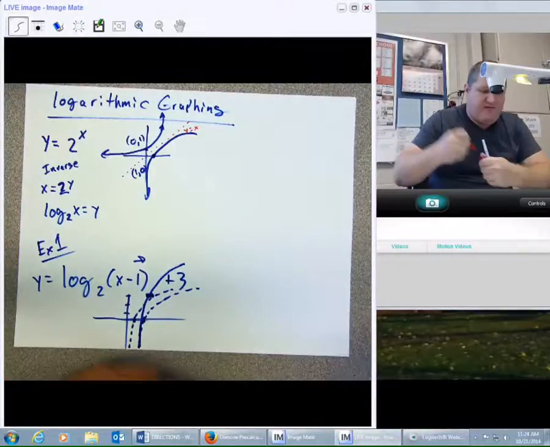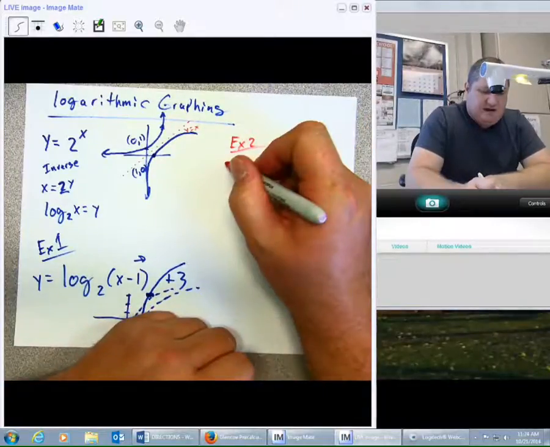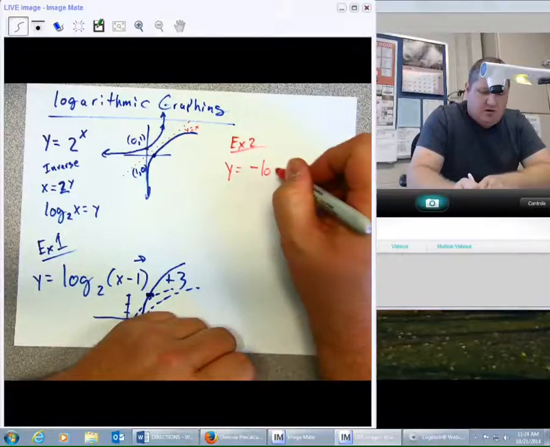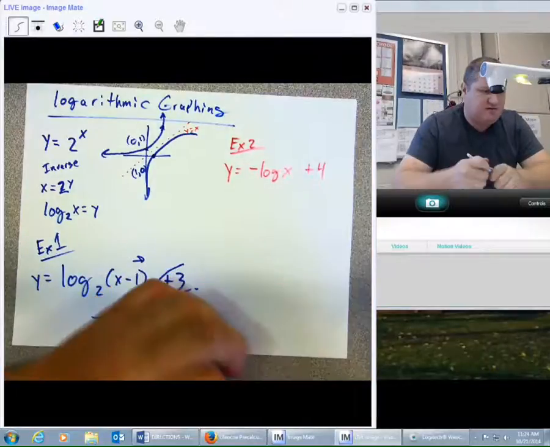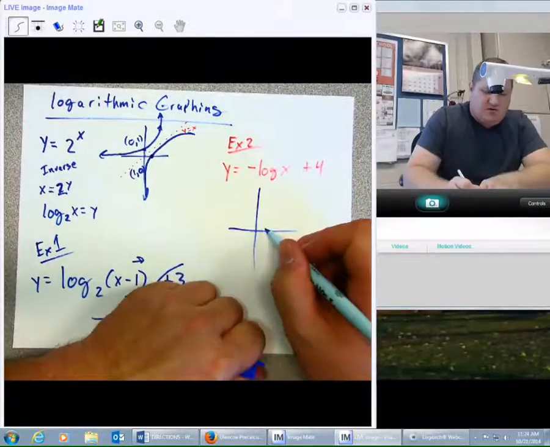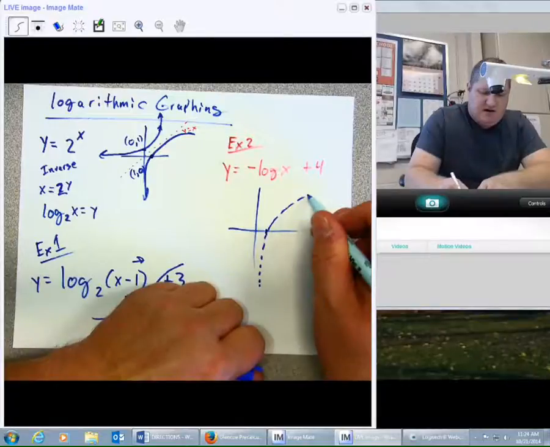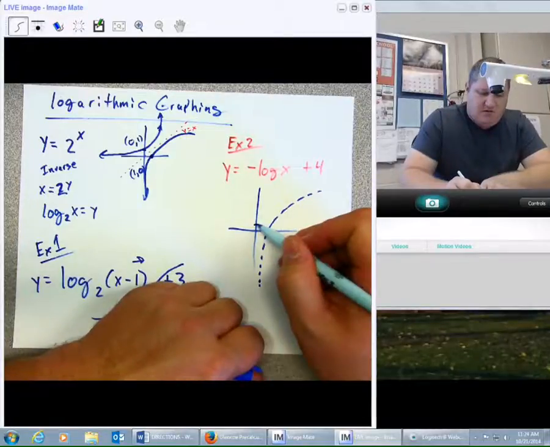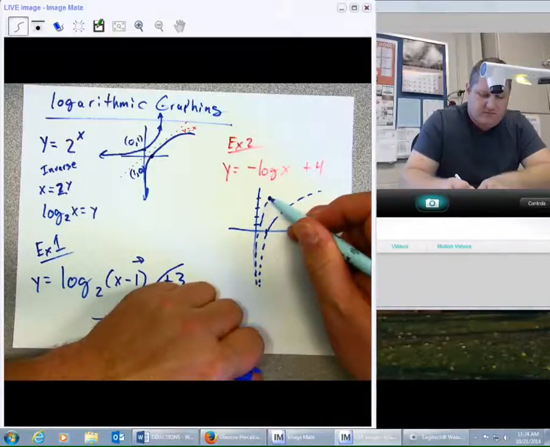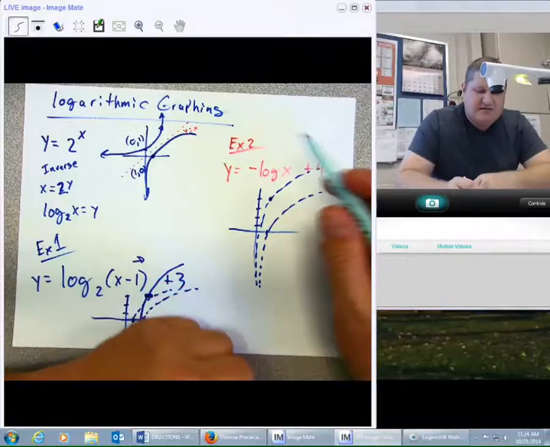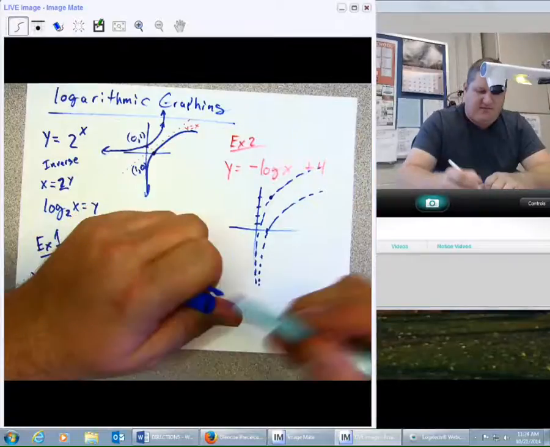If I have another example, example 2 here, and I have y equals negative log x plus 4, I want to show you something very key. The standard graph of log of x, base 10, base 2, whatever the base happens to be, is this graph right here. Plus 4 means I go up 1, 2, 3, 4. My new point is right here. So it looks like that. But the negative out front means it's flipped vertically.